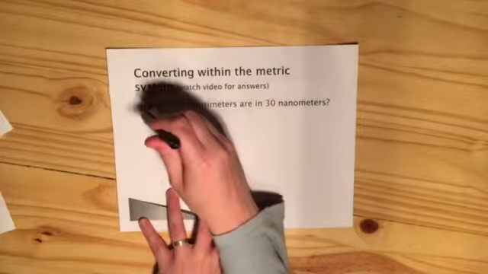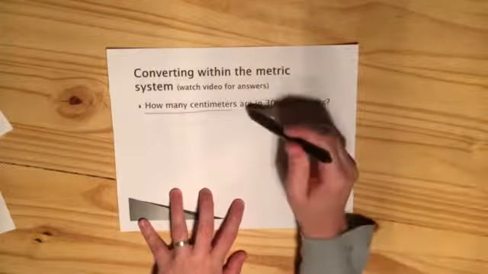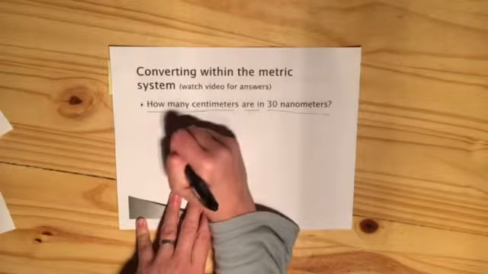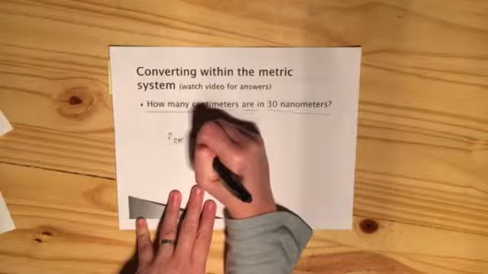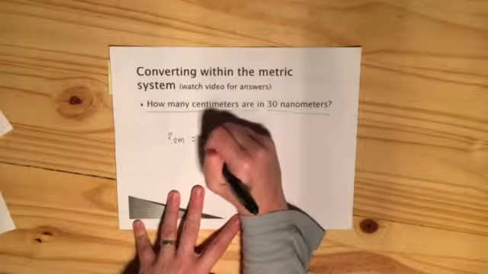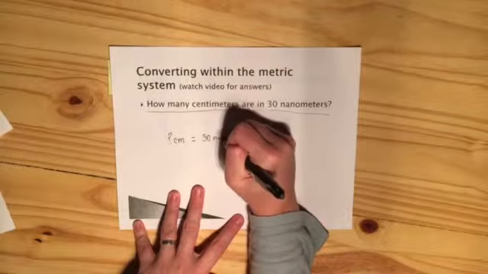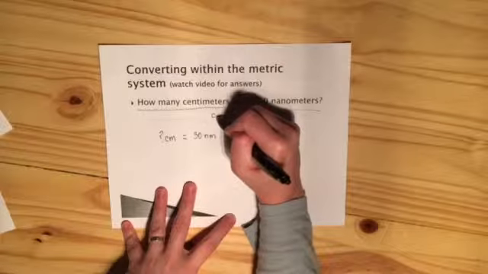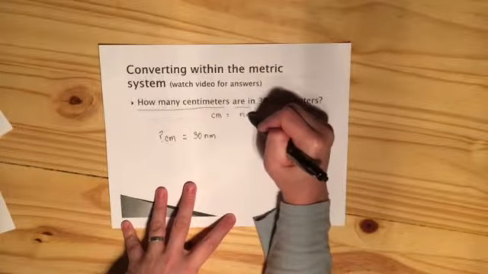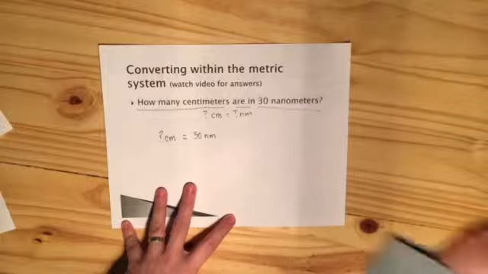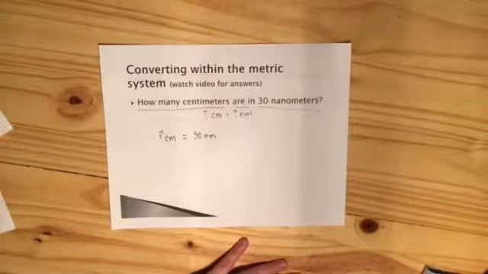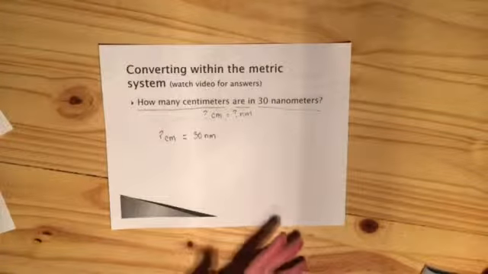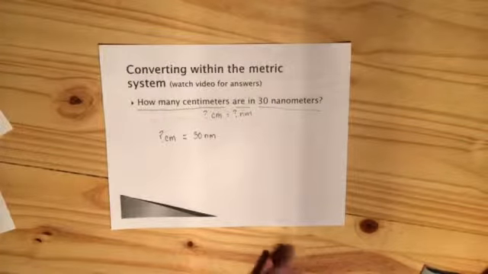Here, we're asked for how many centimeters are in, that's our equal sign, 30 nanometers. So how many centimeters equals 30 nanometers? So what we're going to be thinking about here is, can we get from centimeters to nanometers? And the answer is yes, there is a conversion factor. However, that's not something that we are memorizing. So is there another way?